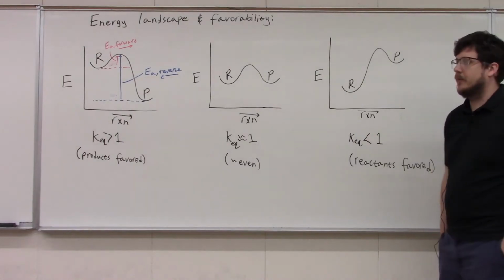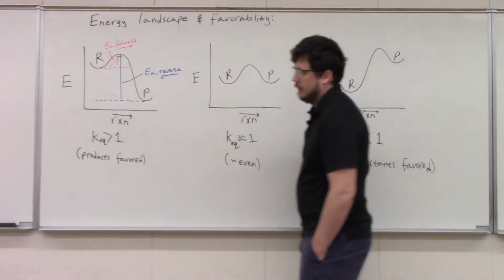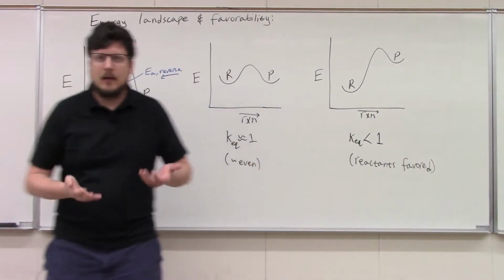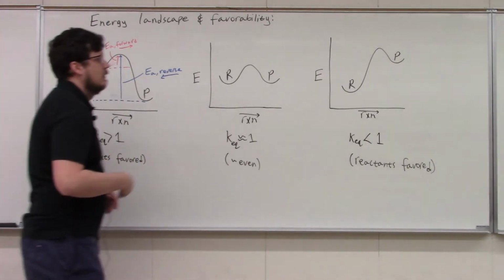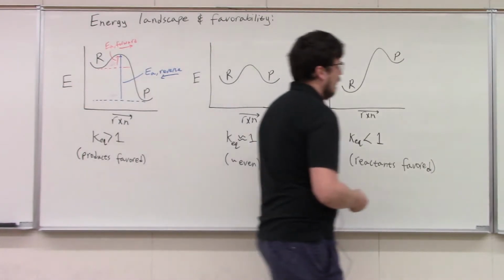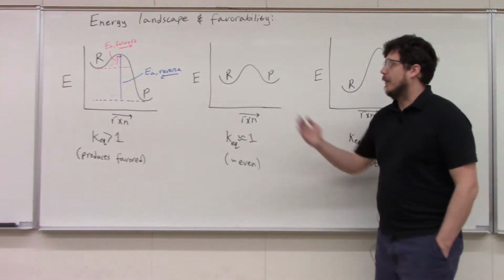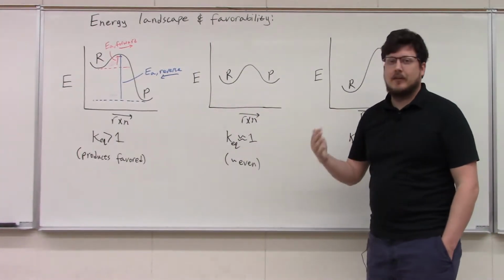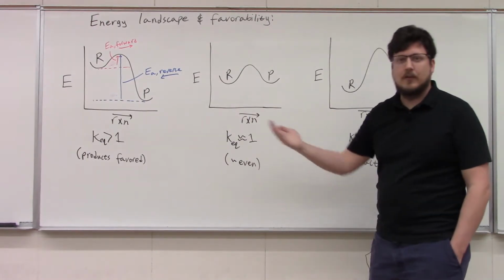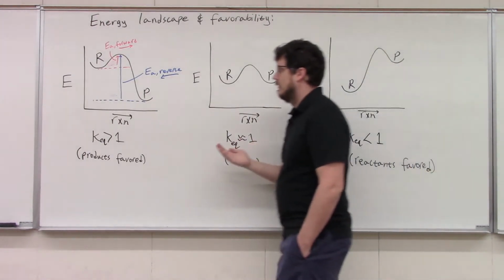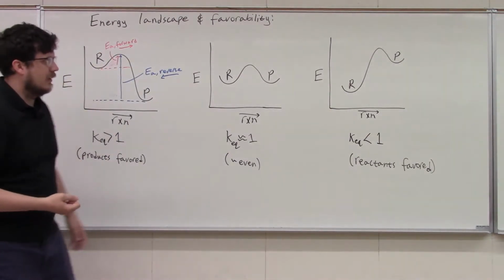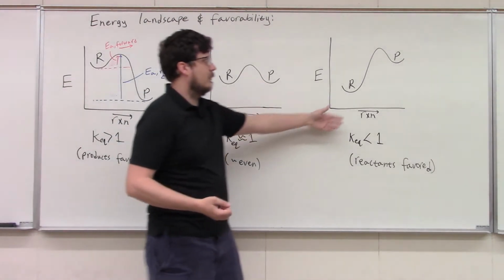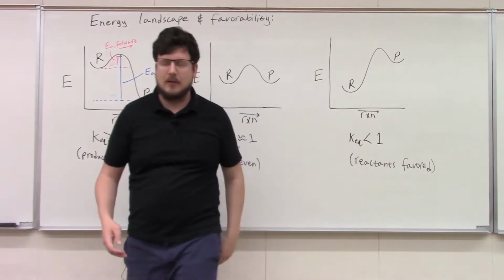Okay, so now we're going to talk about the energy landscape of a reaction and how it decides roughly what K looks like, what's favored, products or reactants, at equilibrium, and so on. I've drawn three situations here. It's like Goldilocks and the three bears. In one, the reactants are too energetic, in the other one it's just right, and in the other, the products are too energetic.